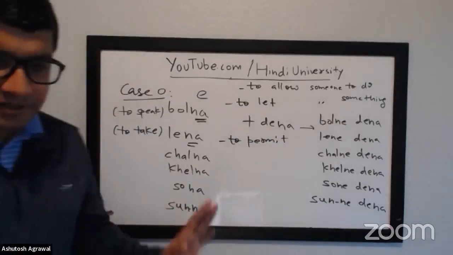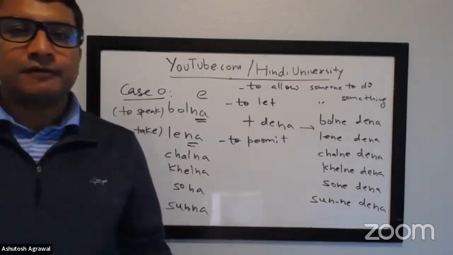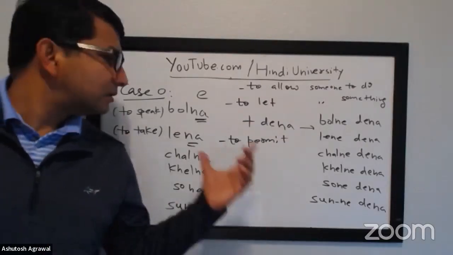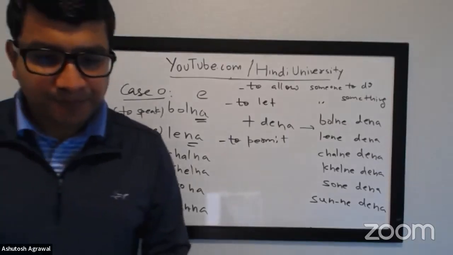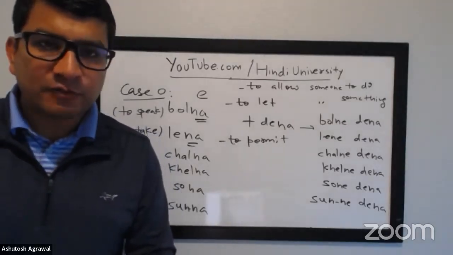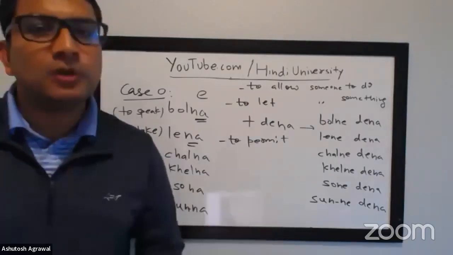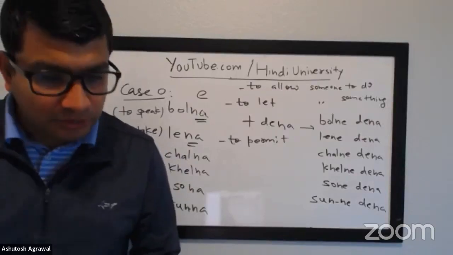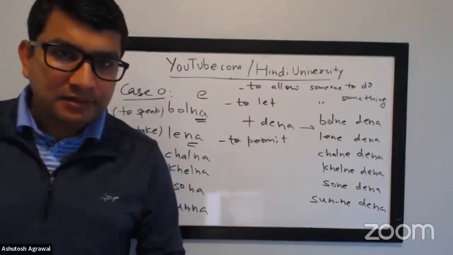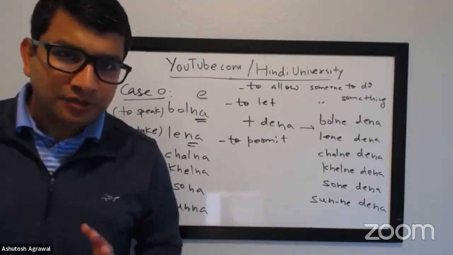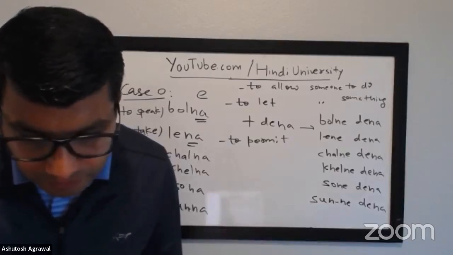Okay, so this is our case zero. We have still not made any sentences. We have just gotten used to the concept of using dena with another verb. Any questions so far? Any questions, or if you want to practice taking any verb and putting dena next to it, you can do that. Or if you have any questions about why we are even doing it, you can ask. We are still at level zero.